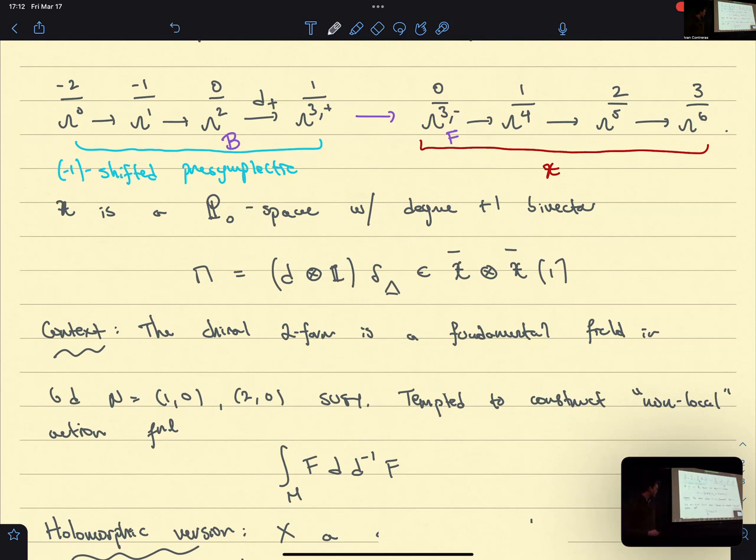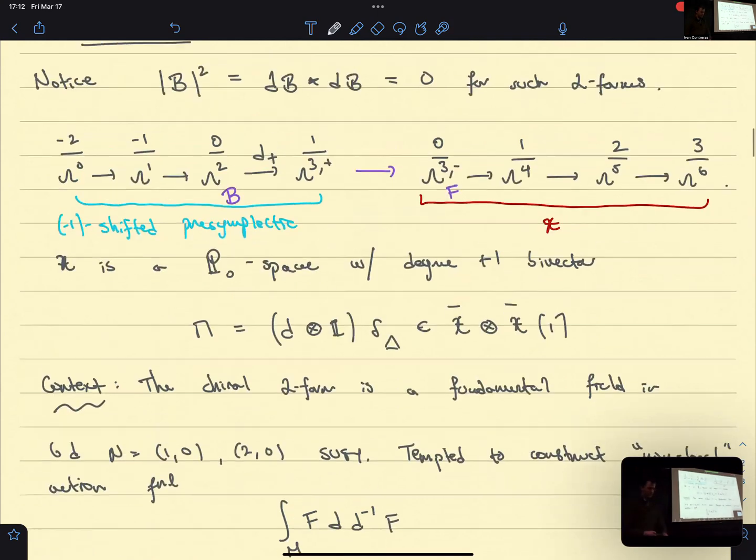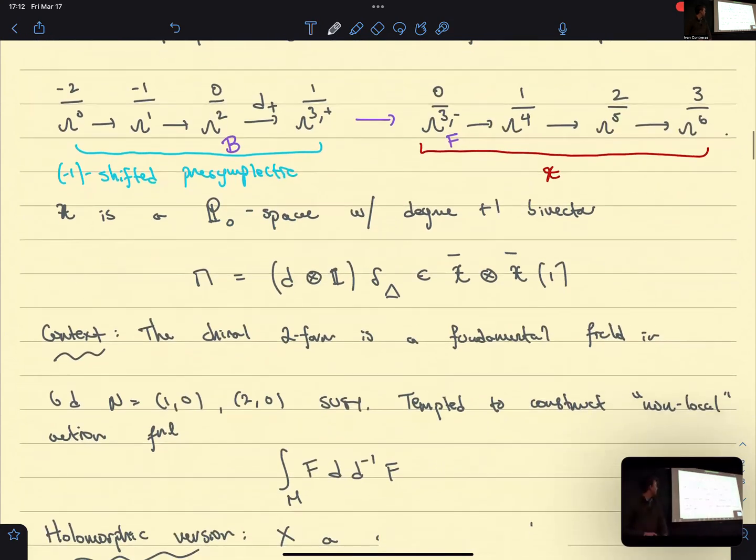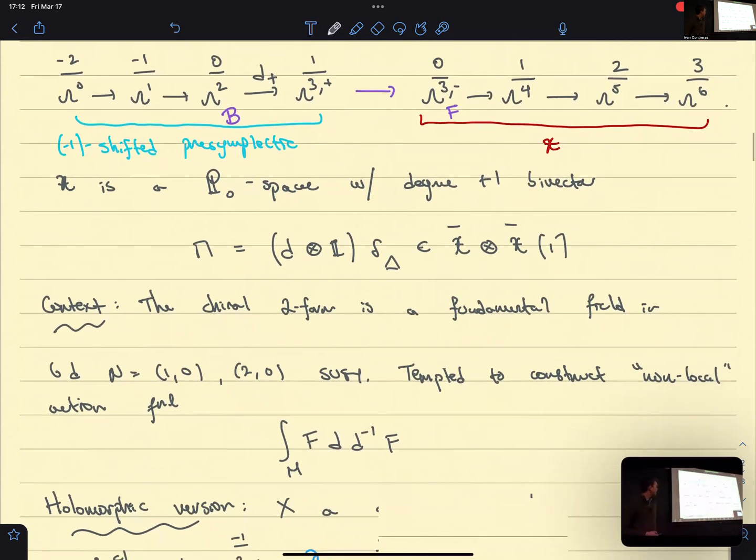In such a theory, one is tempted to construct a non-local action functional, being the replacement for that action functional that was just 0. But this non-local action functional is non-local because of the appearance of this del inverse, or this D inverse. And this D inverse is related to the fact that my Poisson tensor involves a derivative.